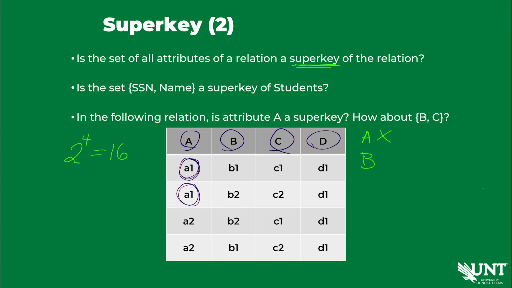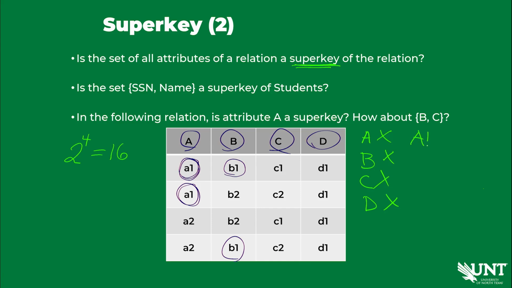Then I go and check for B. For B, I have another problem here. I have a B1 here and I have a B1 over here. So that's a problem there. It's not going to help me to uniquely identify 1. And it's the same problem we see, and it's even worse with D because the Ds, they are all the same. There is no way that D will help me to differentiate any one of those rows. Then none of these work.